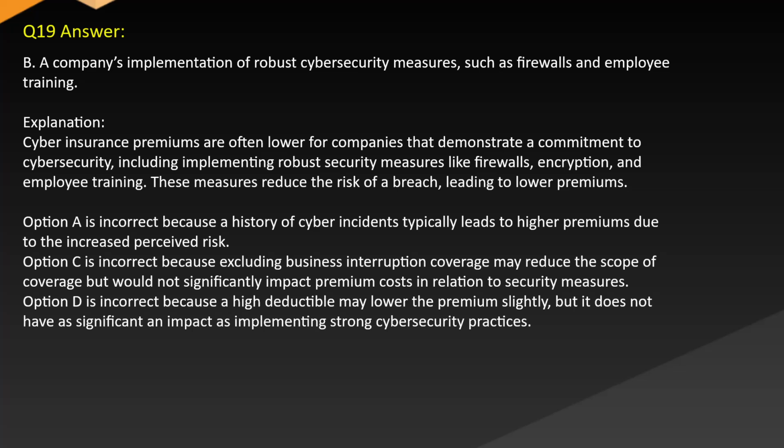Option A is incorrect because the history of cyber incidents typically leads to higher premiums due to the increased perceived risk. Option C is incorrect because excluding business interruption coverage may reduce the scope of coverage but would not significantly impact premium costs in relation to security measures. Option D is incorrect because a high deductible may lower the premium slightly, but it does not have as significant an impact as implementing strong cybersecurity practices.